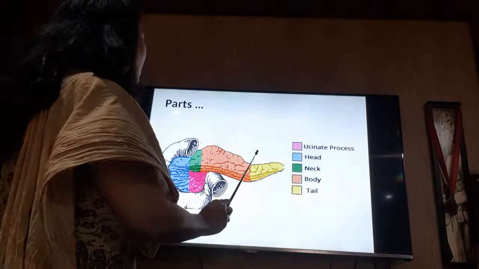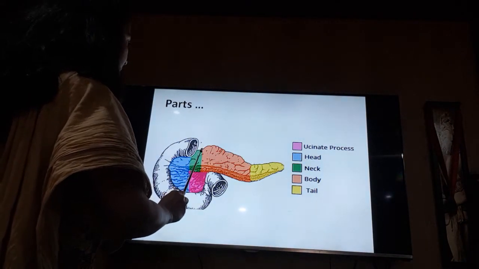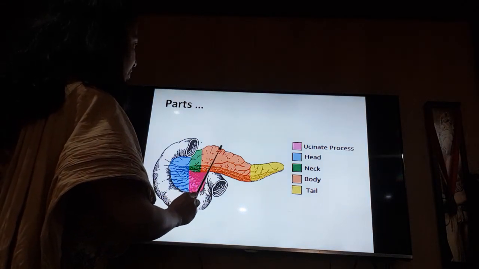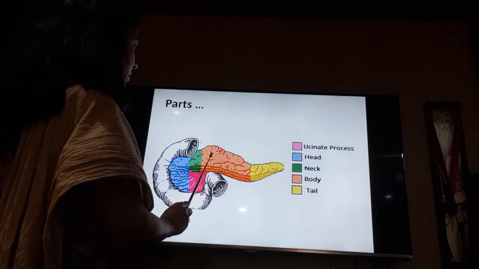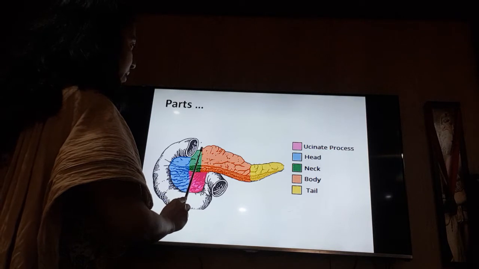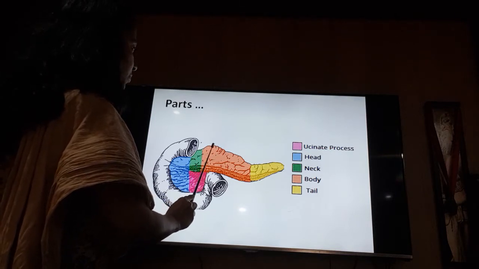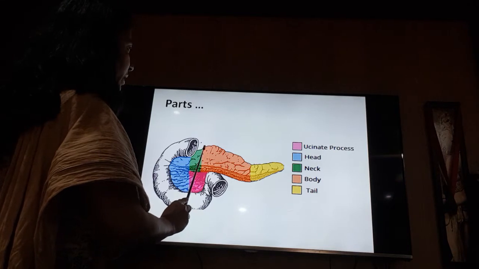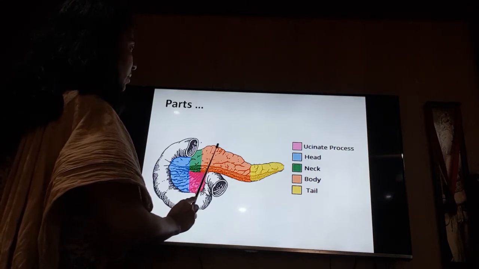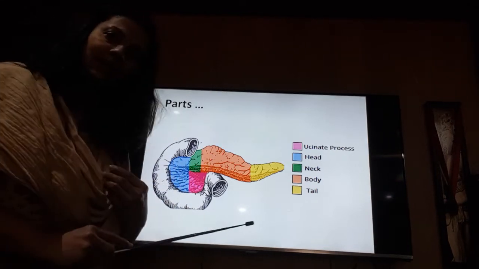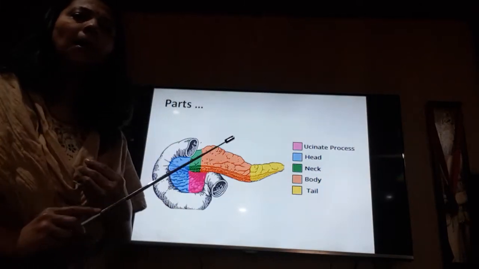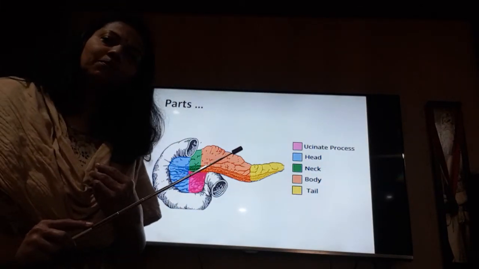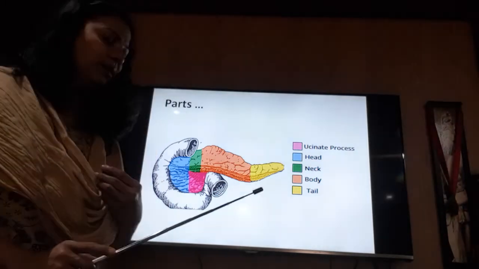Okay. Now you can see after the neck there is an elevation here, in the body. This is the body of the pancreas, and there is an elevation on the superior border just after the end of the neck. This is called the tuber omentale. Clear? So these are the parts of the pancreas. Clear to everyone?